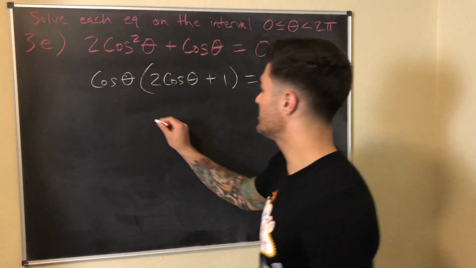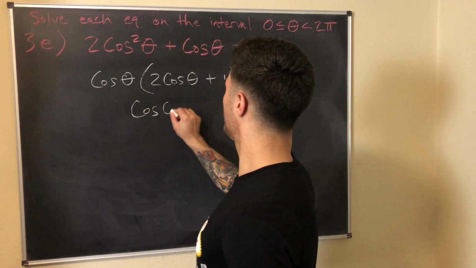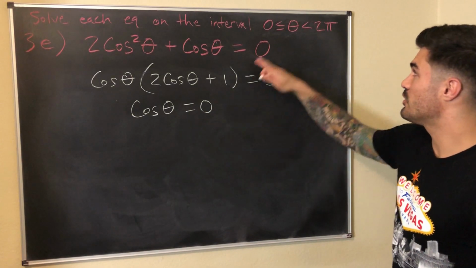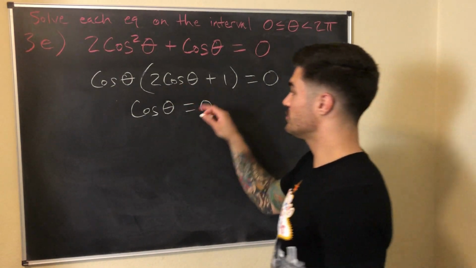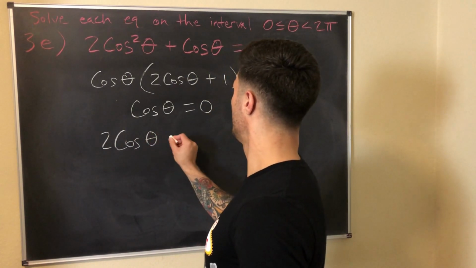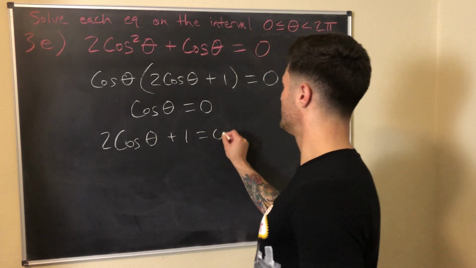So we set cosine theta equal to 0. And we're going to find the values for theta that work for this equation on this interval, and we're also going to do this equation as well. 2 cosine theta plus 1 equals 0.